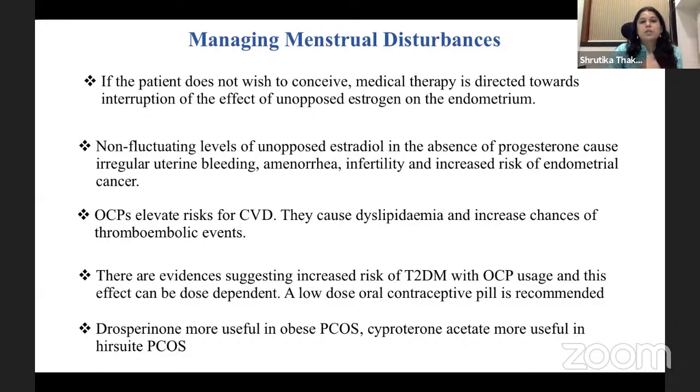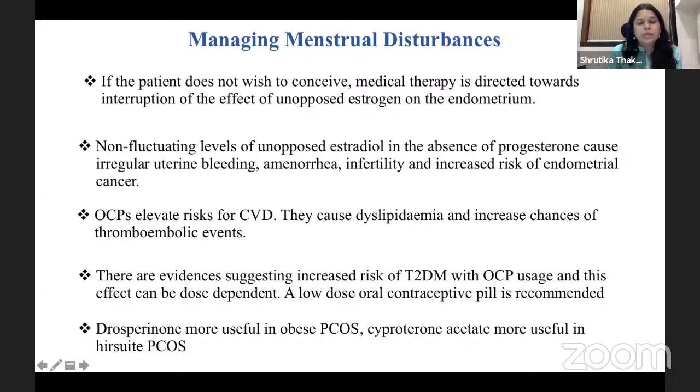The patient profile, if the patient is an obese girl, then we always have to be wary of the fact that OC pills are going to elevate the risk of CVD. They are going to cause dyslipidemia, and they are going to increase the chances of thromboembolic events. There is evidence that suggests an increased risk of type 2 diabetes mellitus with OC pills, and you can't say keep on taking the OC pill without any kind of monitoring; we should use the least amount of estrogen as part of your oral contraceptive pill.